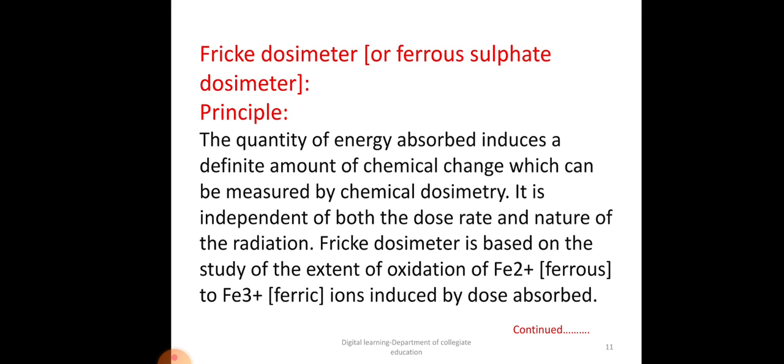Principle. The quantity of energy absorbed induces a definite amount of chemical change, which can be measured by chemical dosimetry. It is independent of both the dose rate and nature of the radiation. Frick dosimeter is based on the study of extent of oxidation of ferrous to ferric ions induced by the dose absorbed.